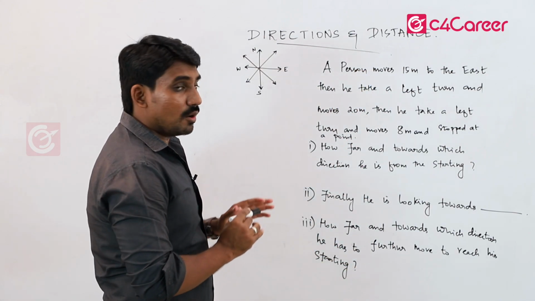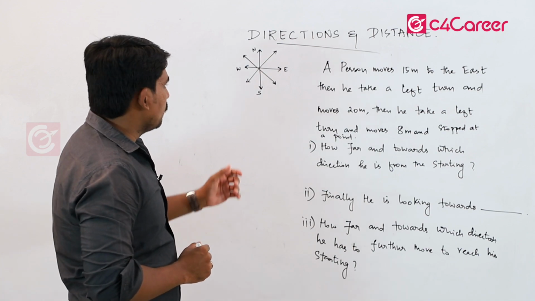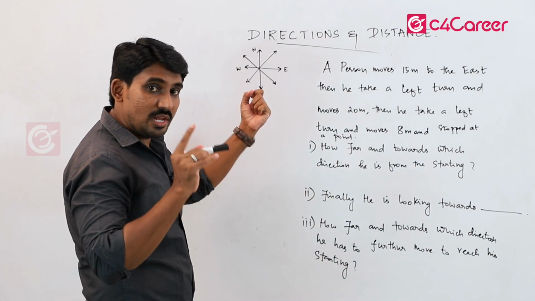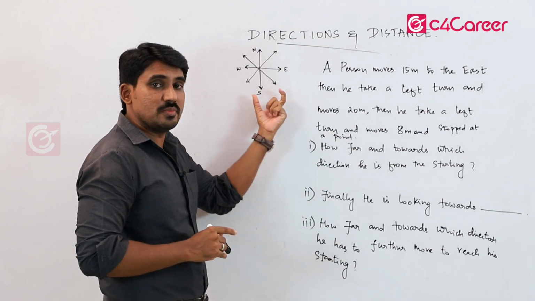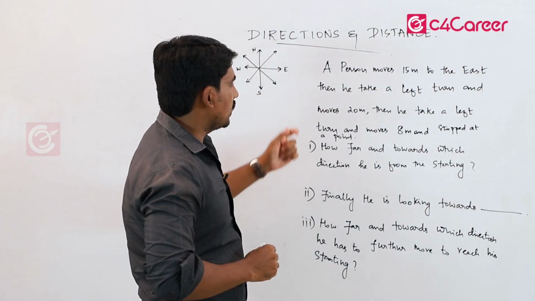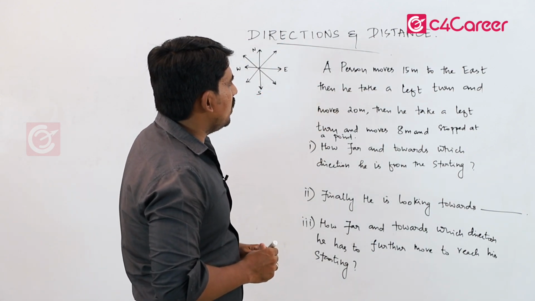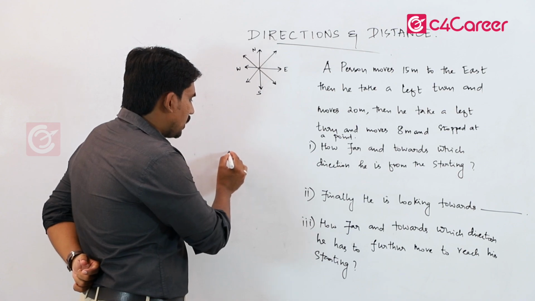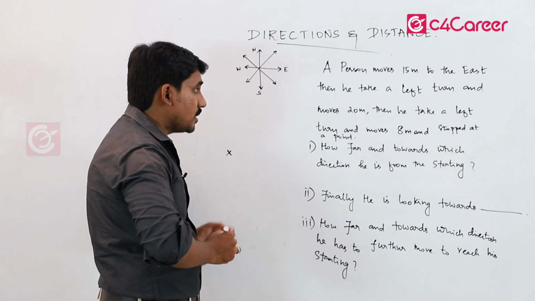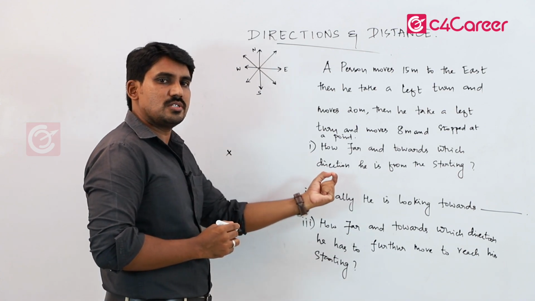Now we will see how to approach this question, right? Already we have a reference diagram, only for the beginners. I am repeating this, only for the beginners a reference diagram is needed, right? A person moves 15 meter to the east, right? Take a starting point, and the person moves 15 meter to the east.